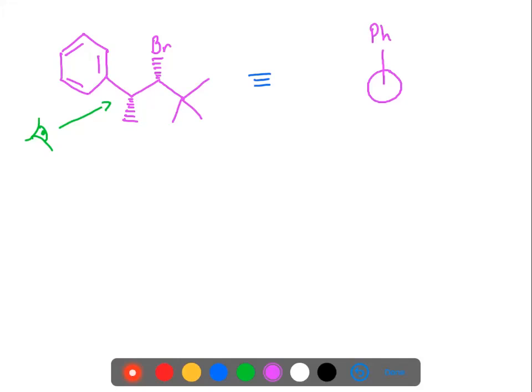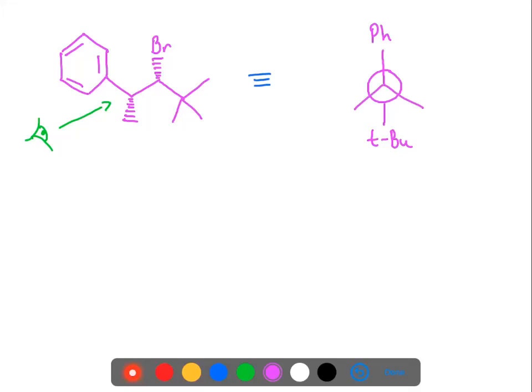So we have a phenyl substituent attached to that carbon in front. So now let's draw the t-butyl group that's drawn below the plane, and we'll use the symbol t-Bu to represent that t-butyl group. Now with respect to the remaining atoms attached to those two carbons, again, this is a staggered conformation.